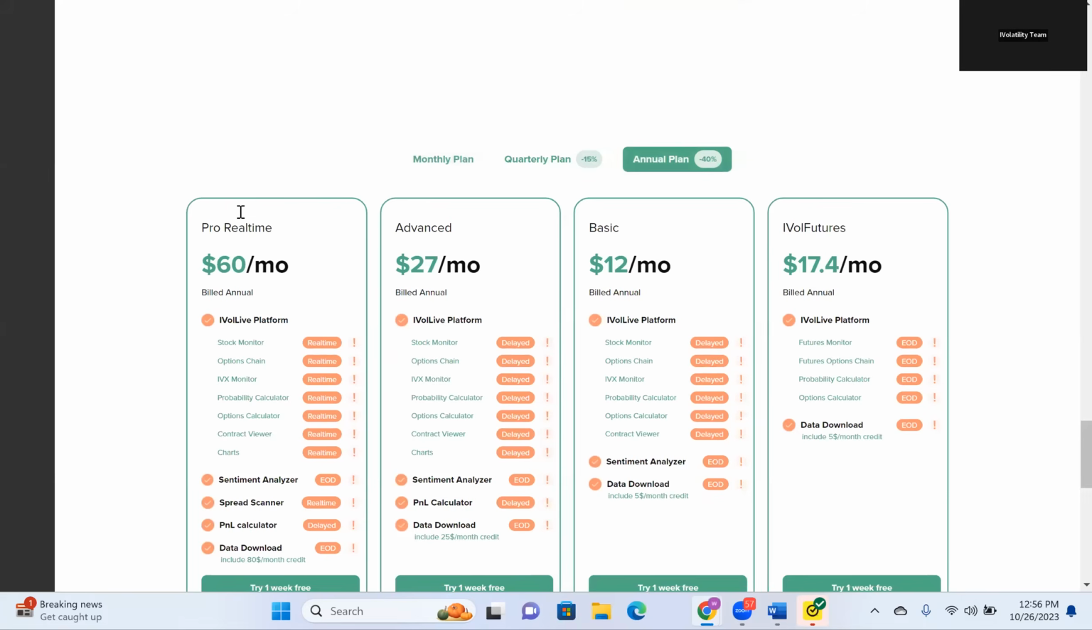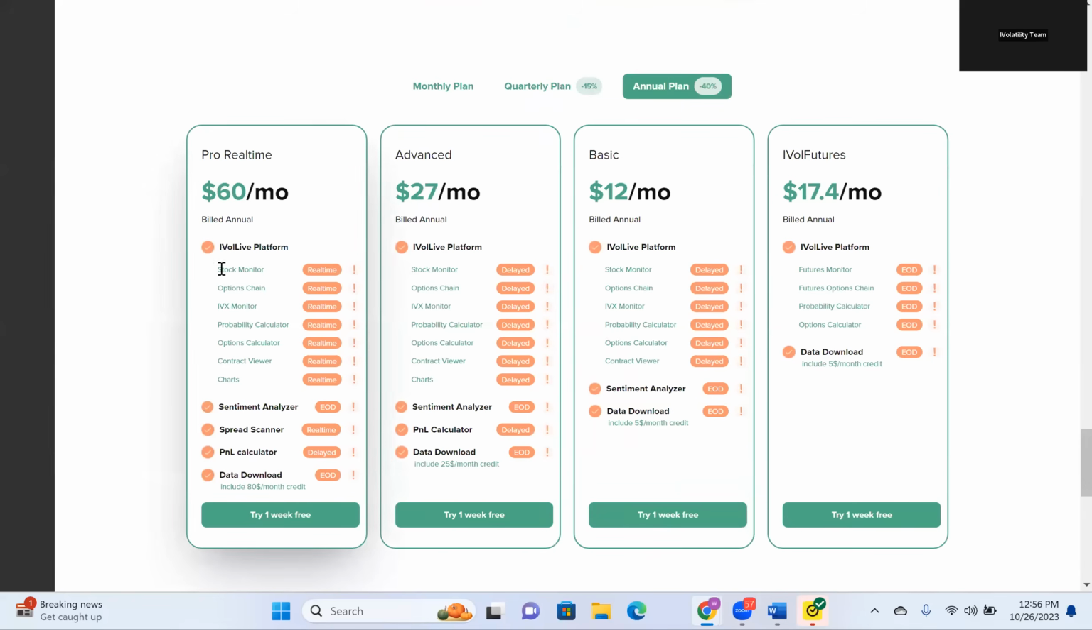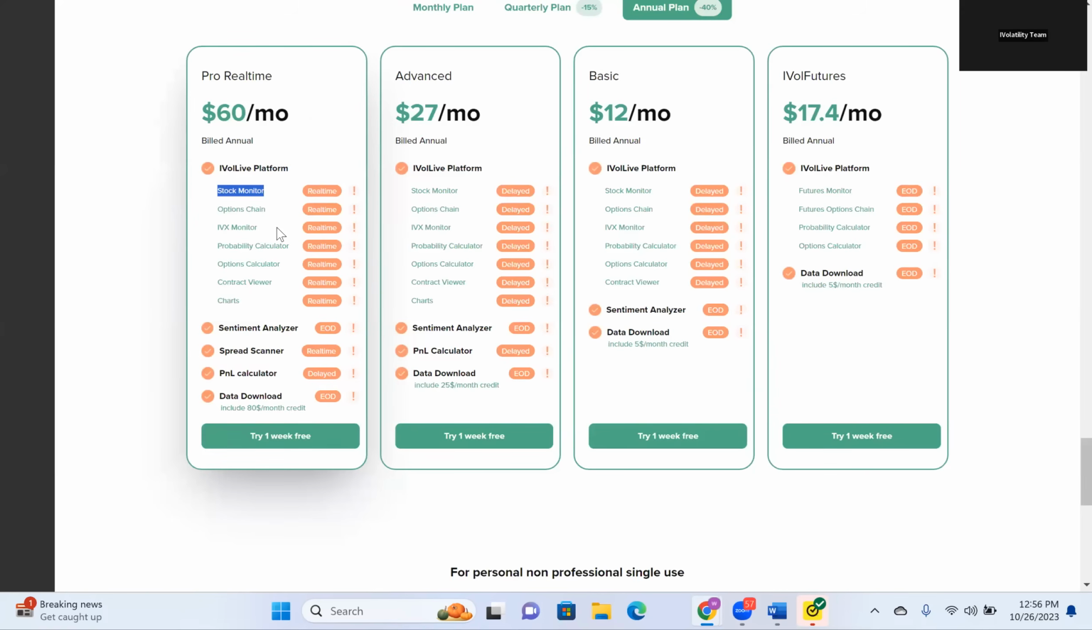For this webinar, I used the Pro Real-Time because this has Stock Monitor, which we spent most of our time on. Options chain, which I showed, IVX monitor showed, probability calculator we just went through. Options calculator briefly showed. Contract viewer, that's where we pulled up all those granular views of the time skew and the time and sales report. Charts, sentiment analyzer we just did. Spread scanner we didn't have time to cover today. P&L calc we literally just did. And it comes with an $80 a month credit.